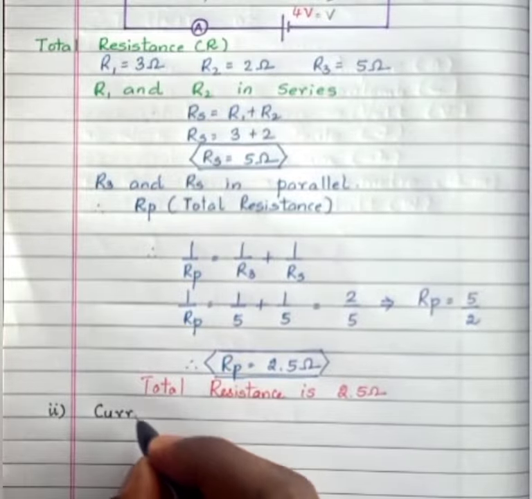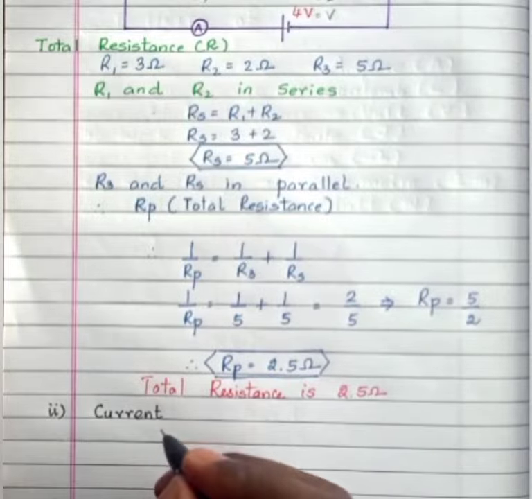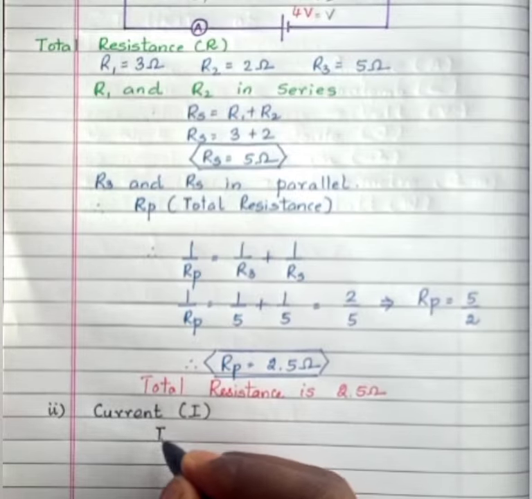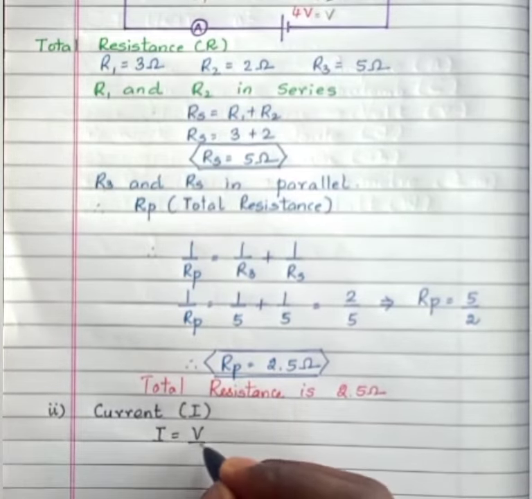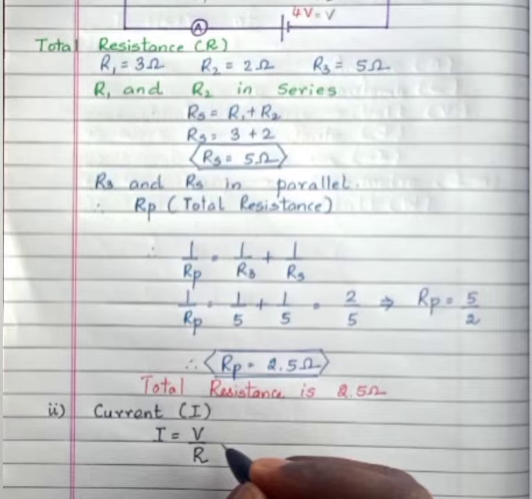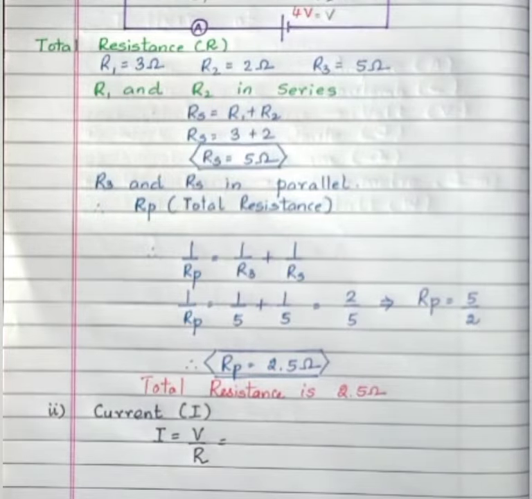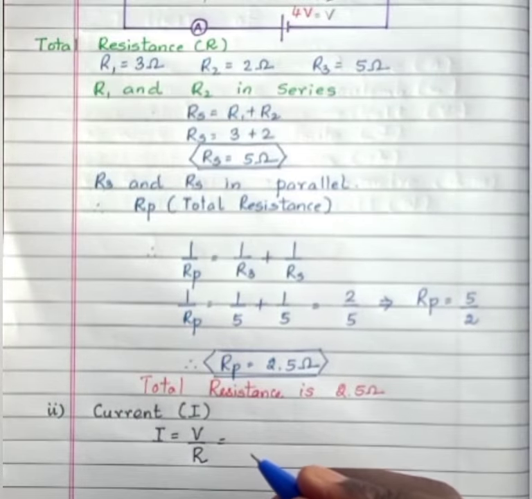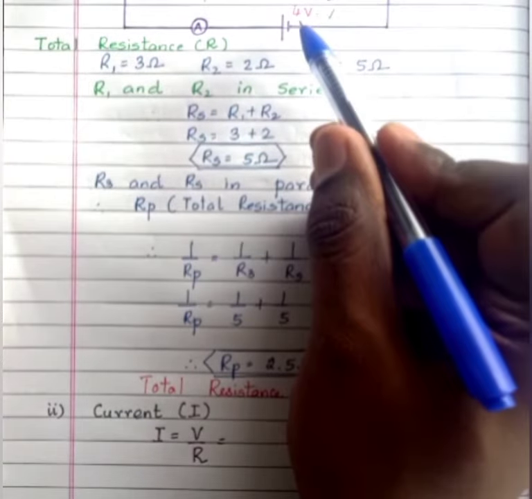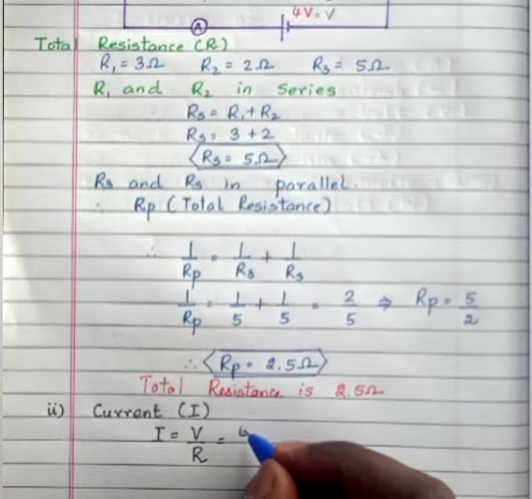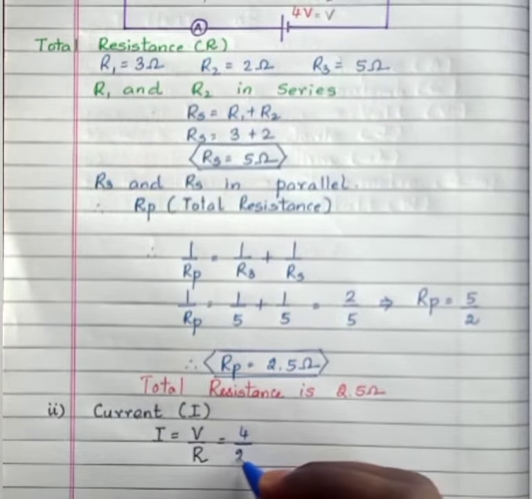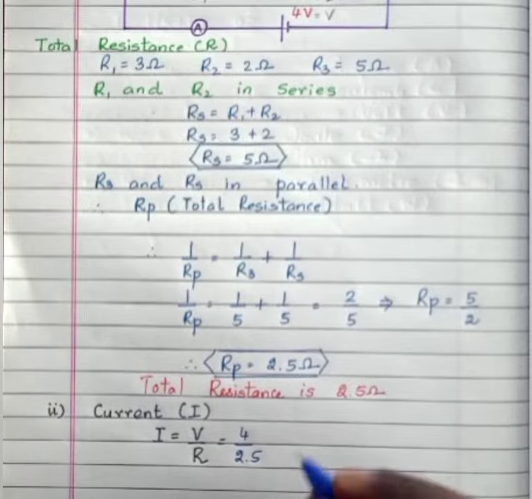Now we need to calculate the current I. By Ohm's law, we can write I equals V divided by R. The voltage is 4 volts, already given in the circuit. So V equals 4 volts divided by the total resistance, which is 2.5 ohm. Therefore, I equals 4 divided by 2.5.